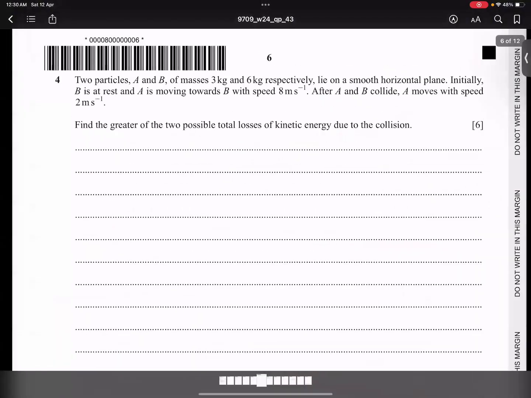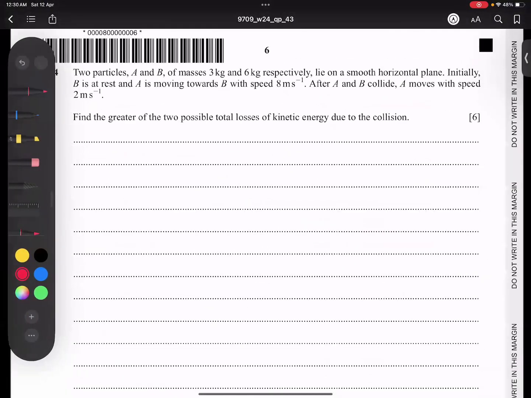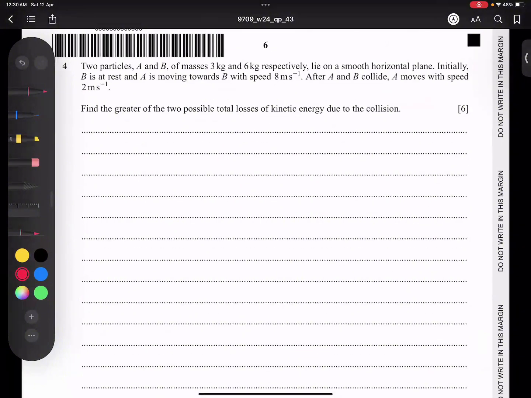In question number 4, two particles A and B have masses 3 and 6 kilograms and lie on a smooth horizontal table, so friction is equal to 0. Initially B is at rest, so the velocity of B is 0. A is moving with a speed of 8, and after they collide, A moves with a speed of 2. So we have to plan before collision and after collision. Have a look at how we can plan.